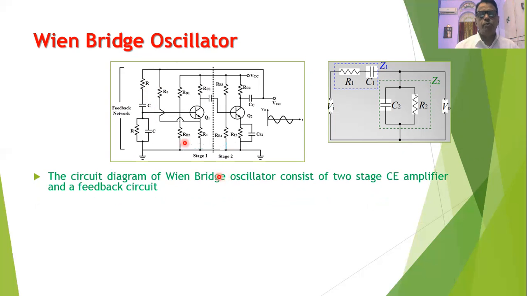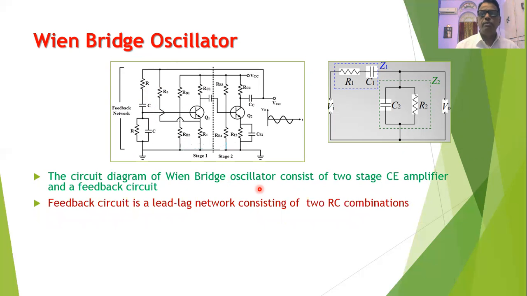So the circuit diagram of the Wien bridge oscillator consists of the two-stage CE amplifier followed by a feedback circuit. The feedback circuit, as I told you, is a lead lag network. This circuit is called a lead lag network because it will lead for certain input frequencies and it will lag for certain input frequencies. That is, it will provide a positive phase shift for certain input frequencies and a negative phase shift for other frequencies. There will be only one frequency for which this lead lag network will provide a 0° phase shift.